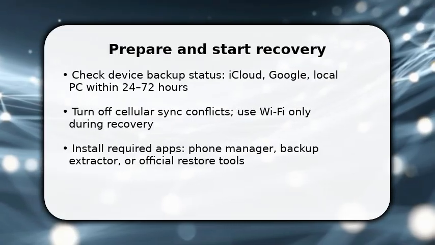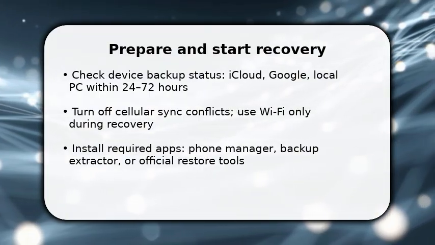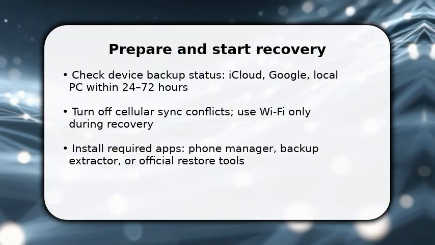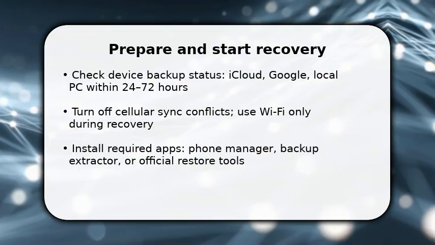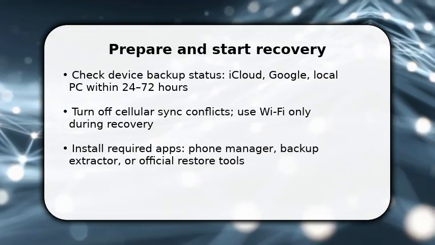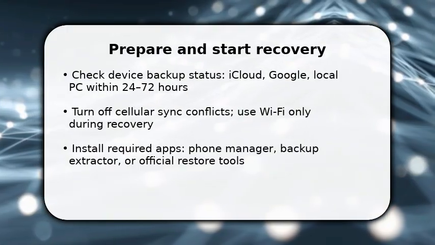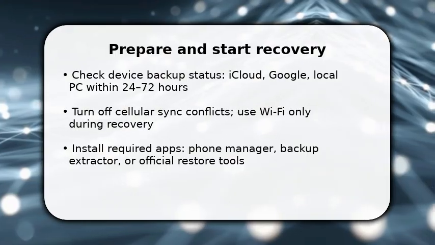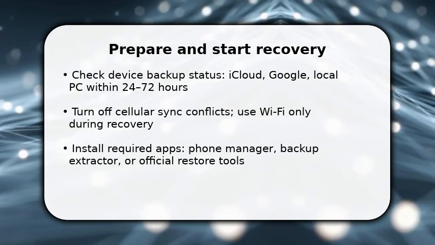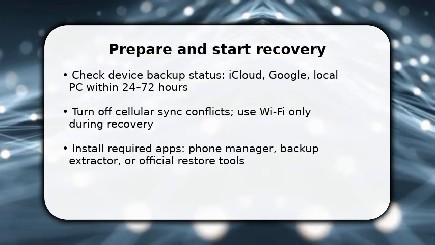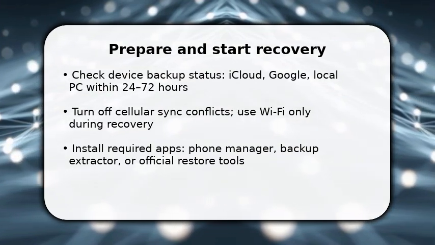You begin by confirming prerequisites and taking the first action now. Verify which backup contains the deleted number, iCloud, Google, or a local computer backup, and confirm its timestamp. Once done, disable conflicting syncs so incoming changes don't overwrite recoverable data, and connect to stable Wi-Fi. Make sure required utilities or official restore tools are installed. You need them for extraction. These initial moves prevent data loss and set up a controlled environment for safe recovery.